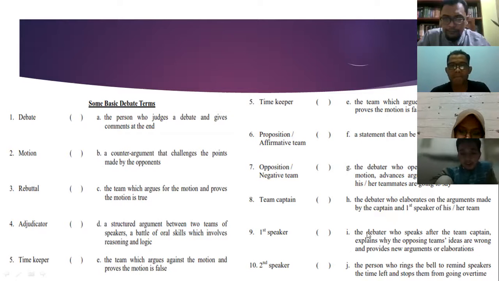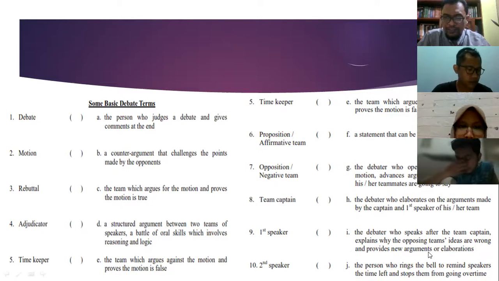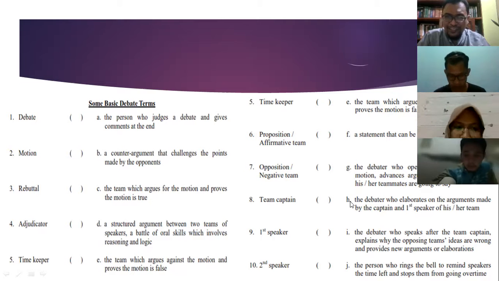I. The debater who speaks after the team captain. The debater who speaks after the team captain explains why the opposing team's ideas are wrong and provides new arguments or elaborates. So either H or I.